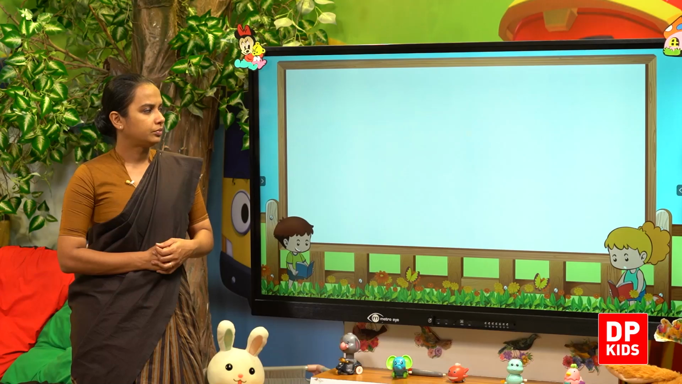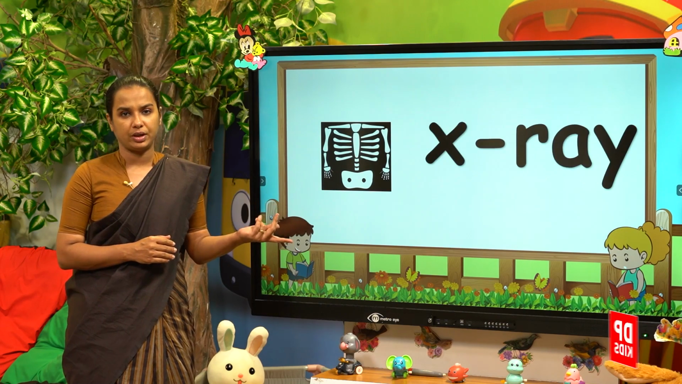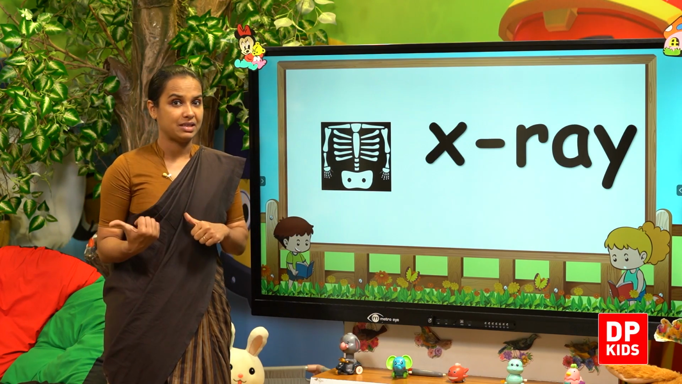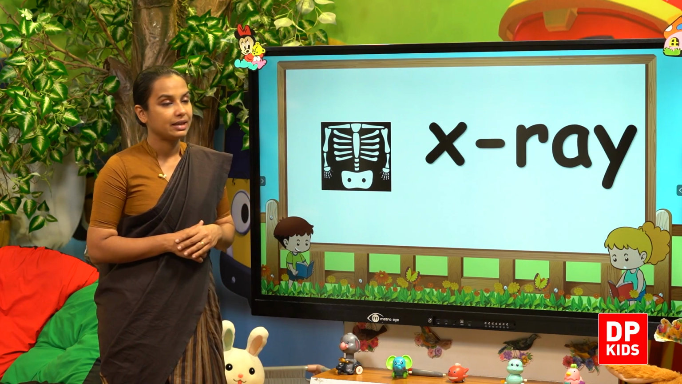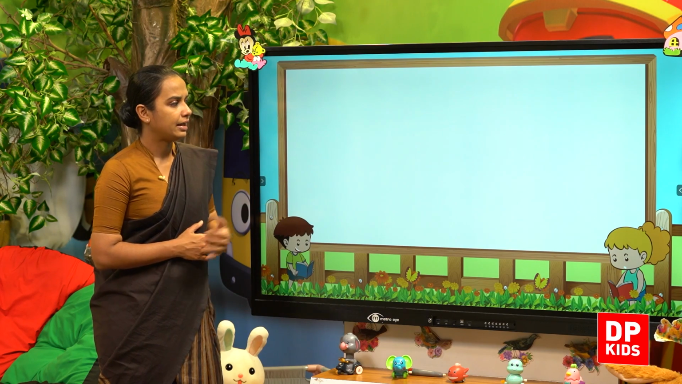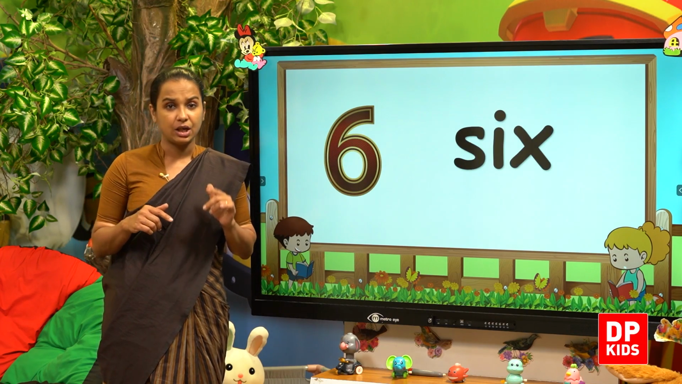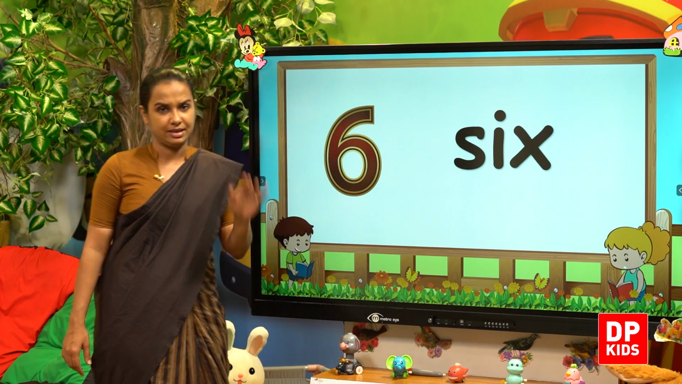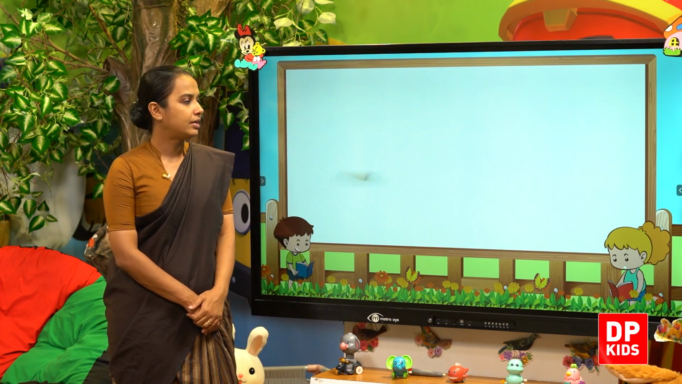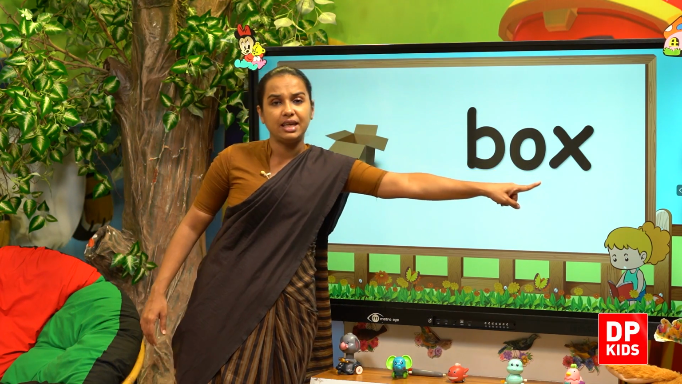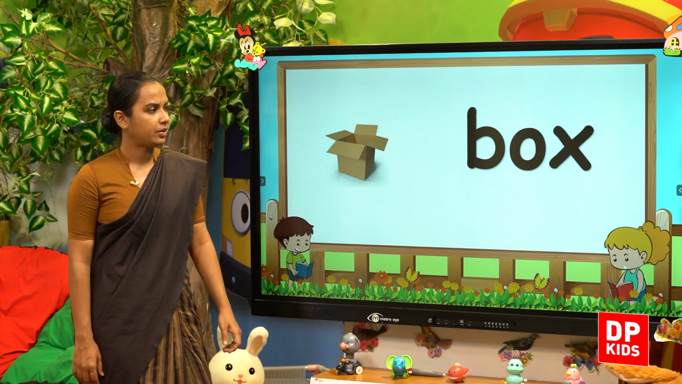So for X-ray, I showed you there was a picture of an X-ray in the magic box. So this is an X-ray card, right? Then we have X for six. You hear the sound at the end, six, right? Then we have the box. Again you hear the sound at the end, box, right?